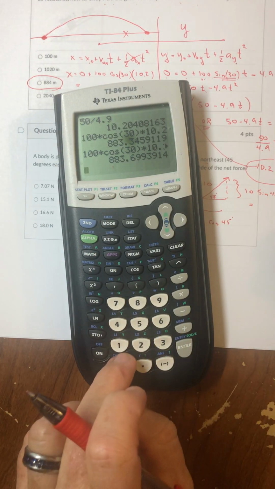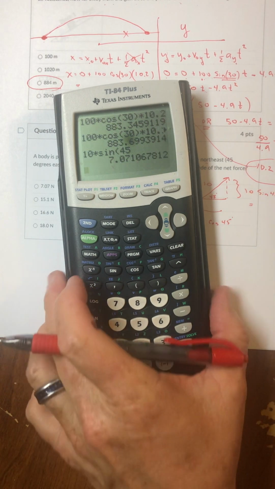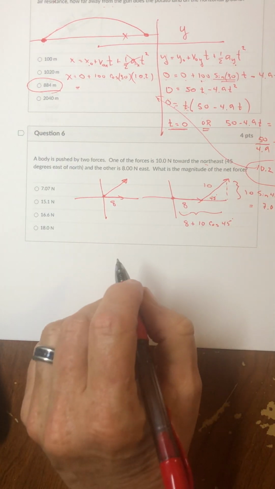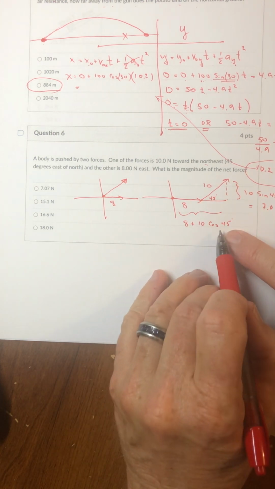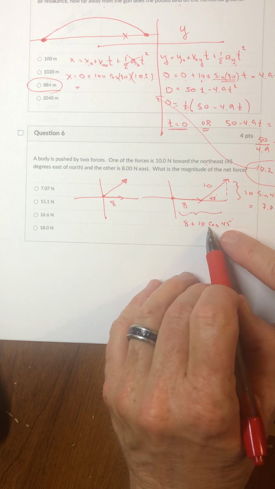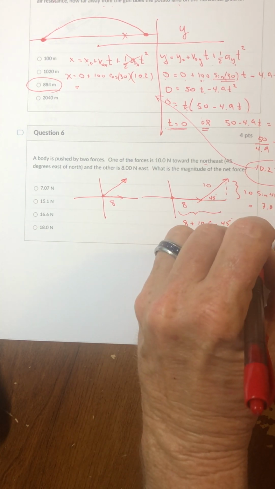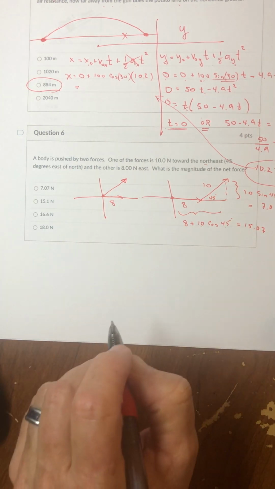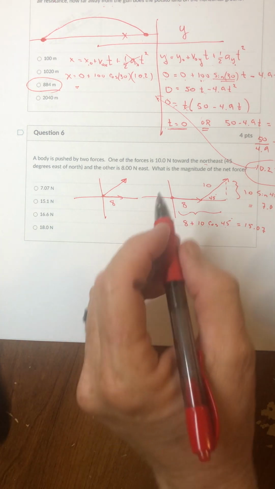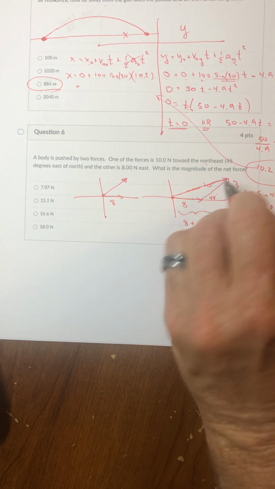And so I'll do that one first. 10 times sine of 45 is 7.07. In fact, maybe I'll save myself a little bit of work because cosine of 45 is the same as sine of 45. So I'm just going to add 8 to that. So this must be 15.07.